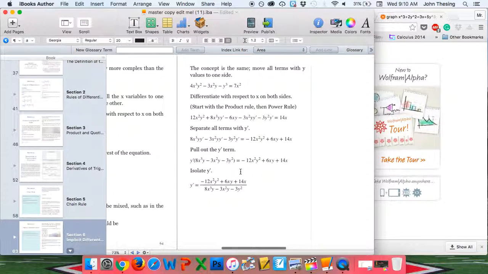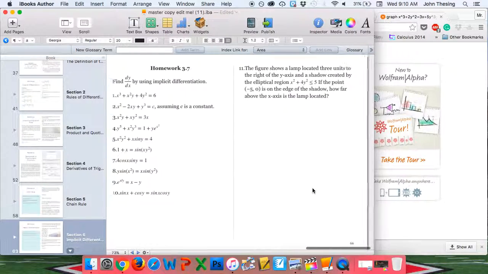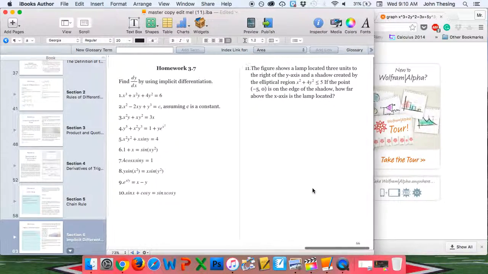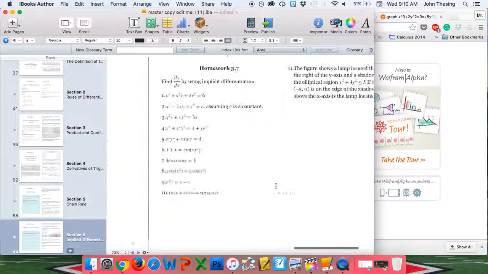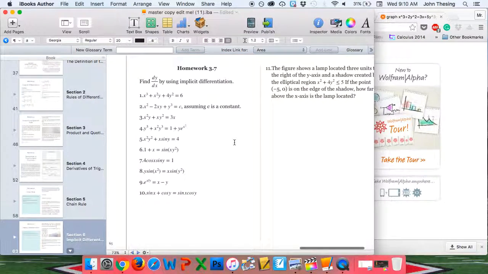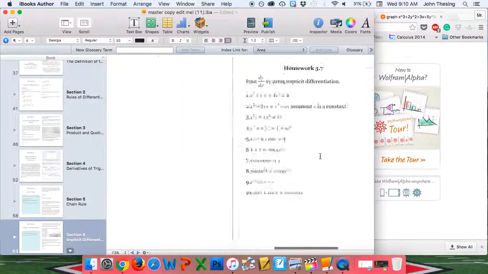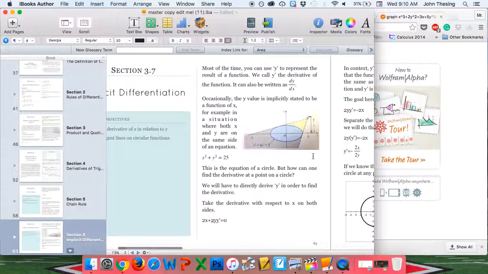So then after this, add one where you can't get all the y's to one side. And then don't forget, oh, here's the homework. Cool. And the picture has to move over. Yeah, move the picture over. Cool. All right, so that's 3-7.